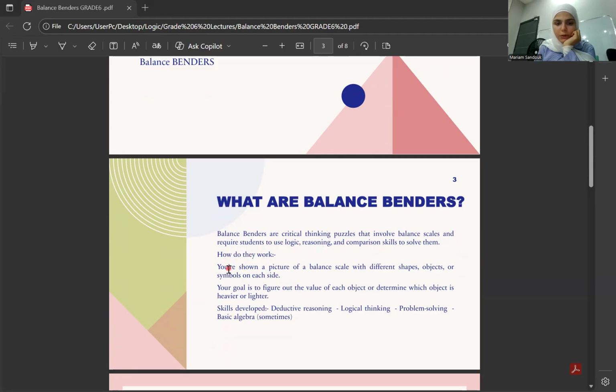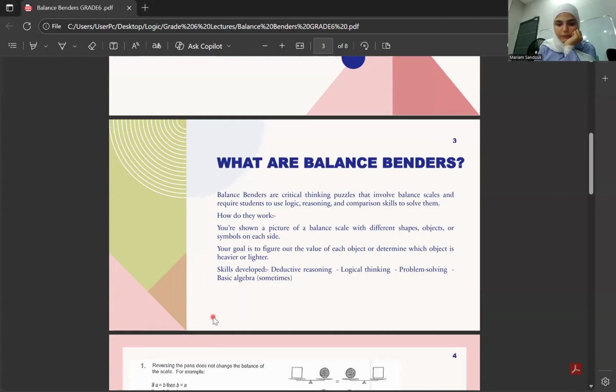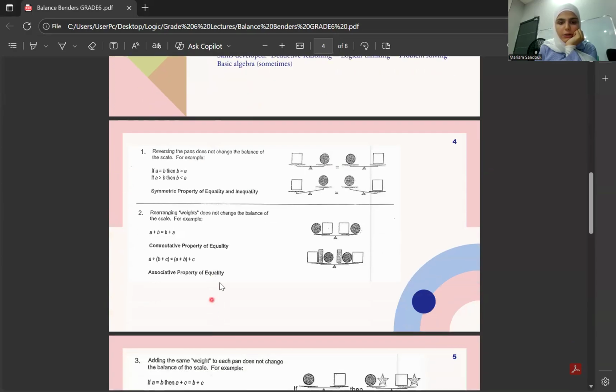How do they work? You are shown a picture of a balanced scale with different shapes, objects, or symbols on each side. Your goal is to figure out the value of each object to determine which object is heavier or lighter. Okay, so what skills do we develop? Deductive reasoning, logical thinking, problem solving, and basic algebra. So let's start with the first one.